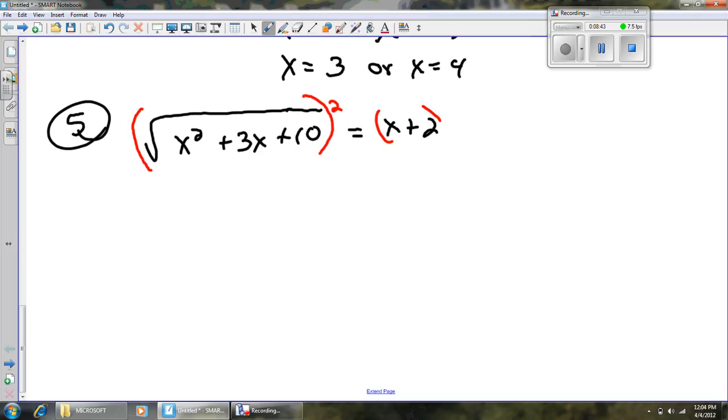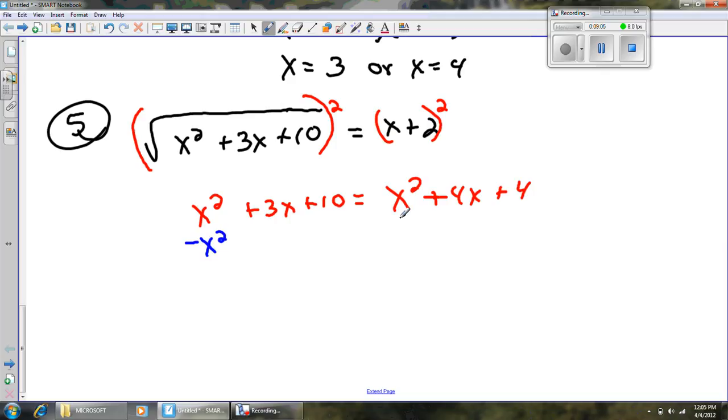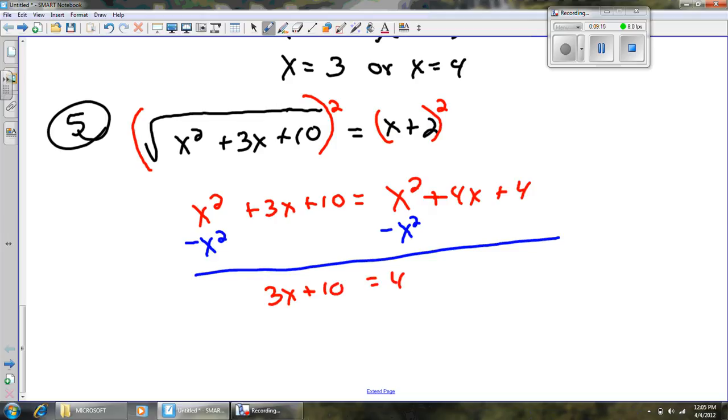Square both sides. Remembering the right-hand side is a FOIL problem, and I don't really have to think too much because I just had a problem like this earlier. Problem 2, I think it might have been. The left-hand side becomes x squared plus 3x plus 10. And I know this looks like a quadratic, but check this out. These x squareds are going to cancel each other out. If I subtract x squared from each side, they're going to cancel. And I'm going to be left with 3x plus 10 equal to 4x plus 4.